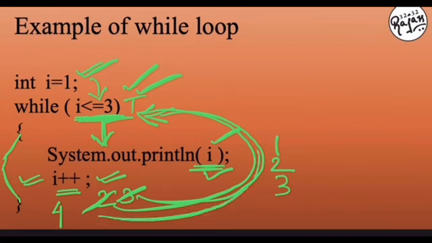Again it sends you to the same condition part. It is checked: 4 less than equals to 3. The condition is false. You are no more allowed to get into the body of the while loop. Finally you are sent out of the body of the while loop. So here comes your output, that is 1, 2 and 3.